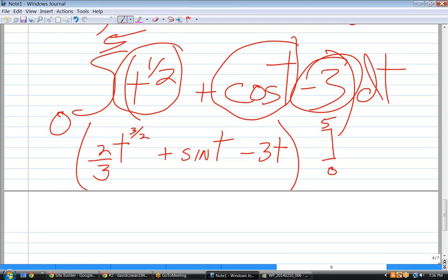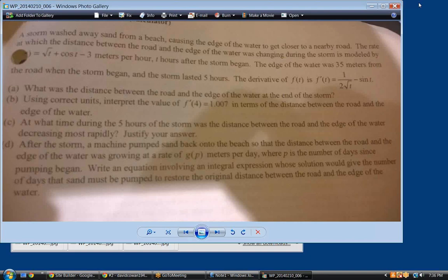I don't like it already. Hold on a second. Let me think about this for just a minute. Why did they give us this derivative of that?